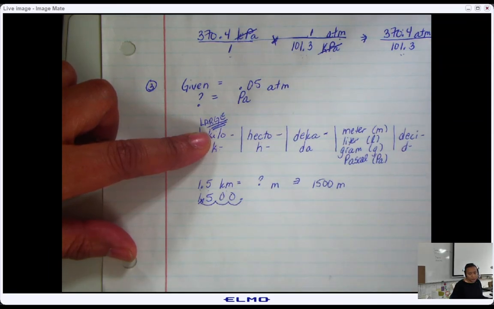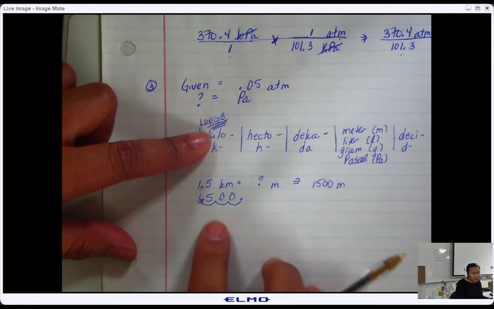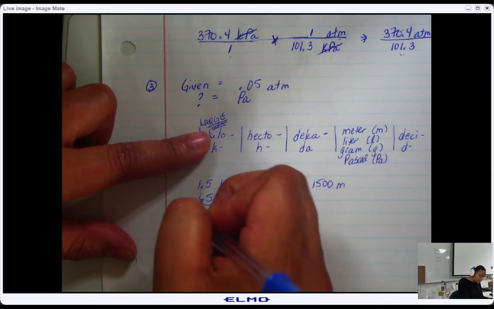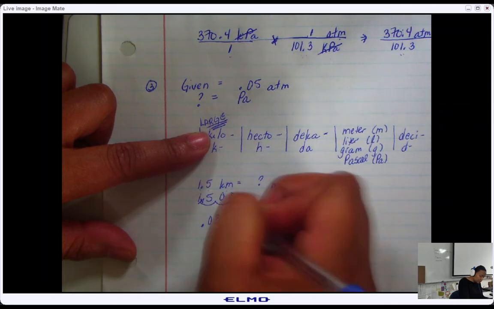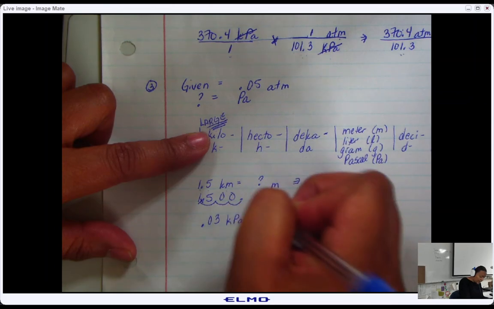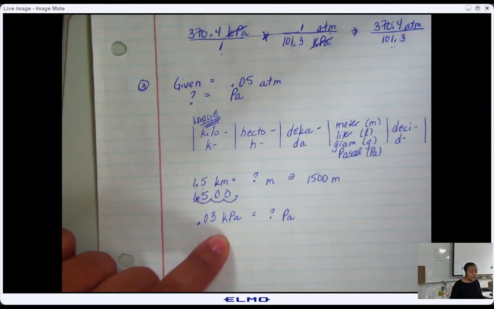Okay? So whatever way you're moving on this chart is the way you need to move your decimals. So let me give you another one, but I'm going to ask you about pascals. What if I have 0.03 kPa and I want to know how many pascals there are?